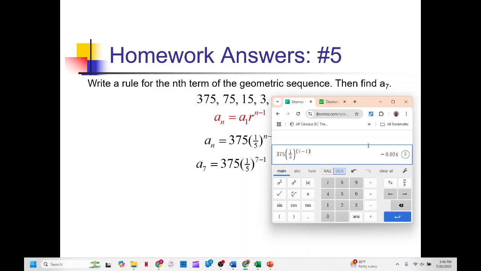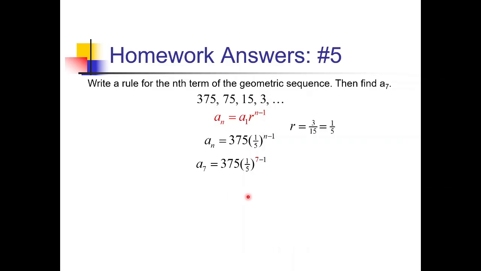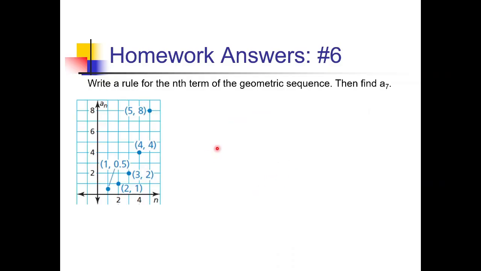And that's 0.024, or as a fraction, you could call that 3 over 125. Either is acceptable. For this problem, they want a rule for the nth term of this geometric sequence and also the 7th term. They actually gave us the first 5, but we got to keep going.